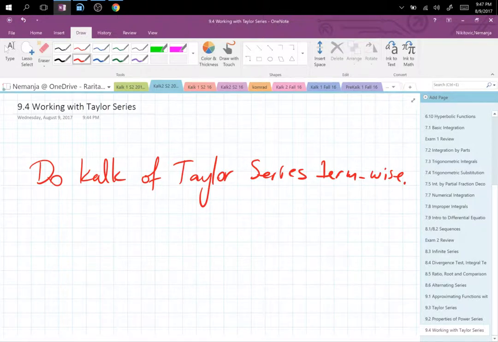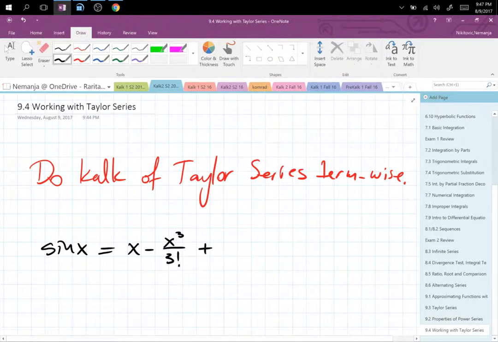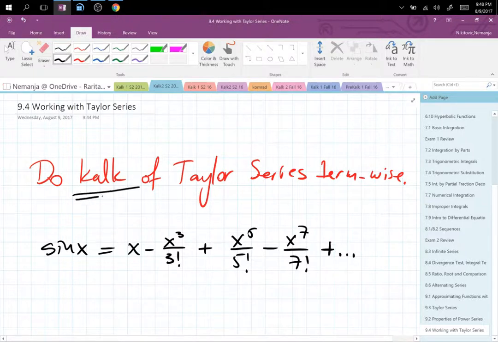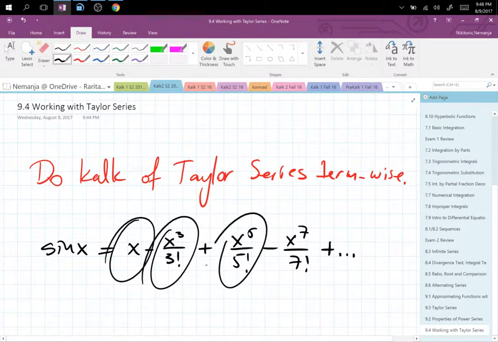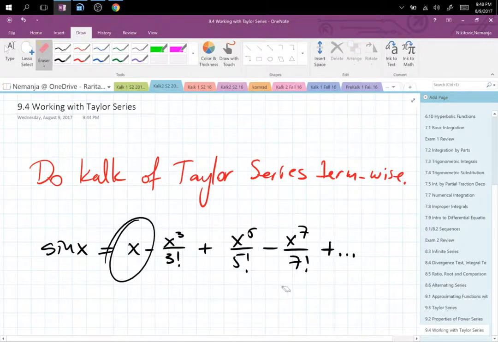That means that if you have a power series, let's say you have a power series for sine x. We saw it. It's x minus x cubed over 3 factorial plus x to the 5 over 5 factorial minus x to the 7 over 7 factorial plus dot dot dot forever. Do calculus of Taylor series termwise. That means if I'm either differentiating or integrating, I will consider each term separately and I will do whatever needs to be done on each term separately. And that's all it is.